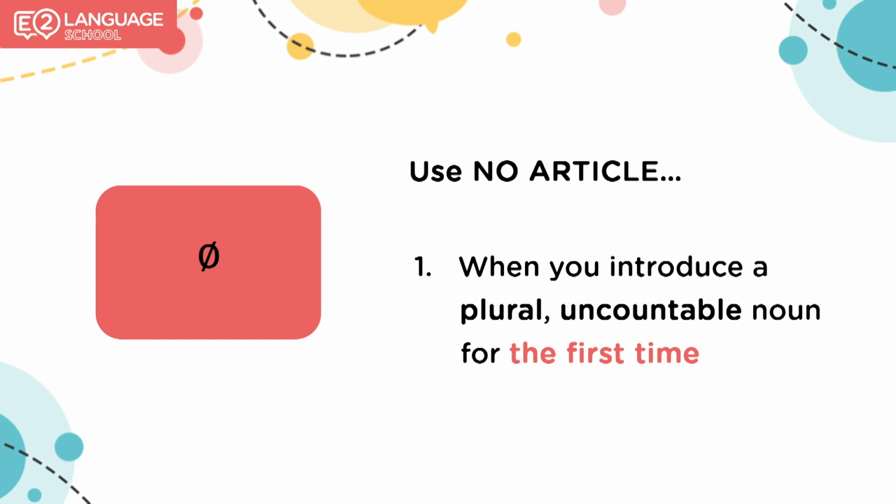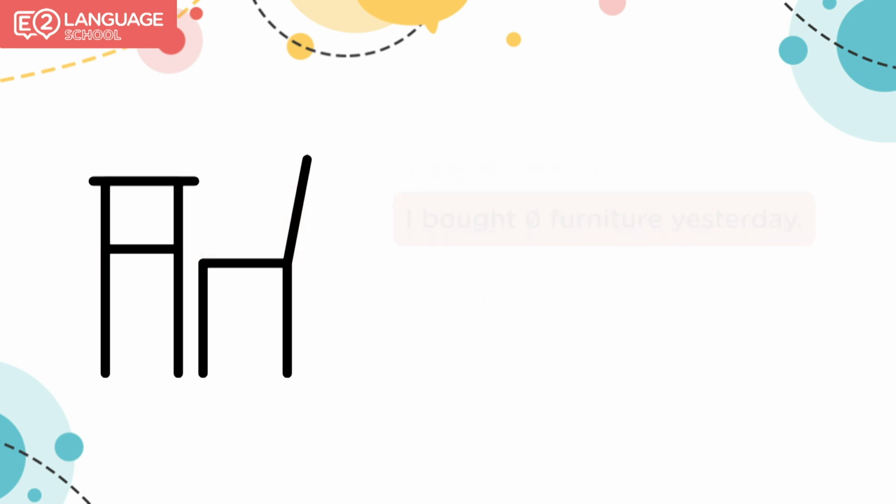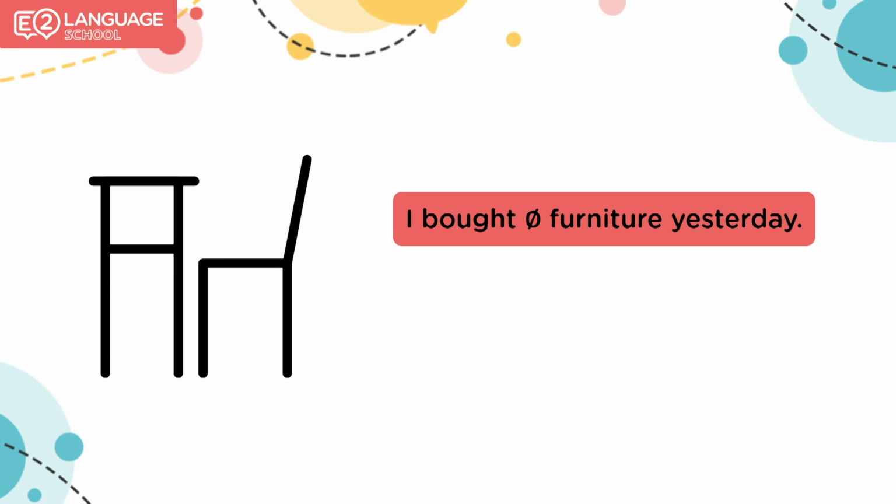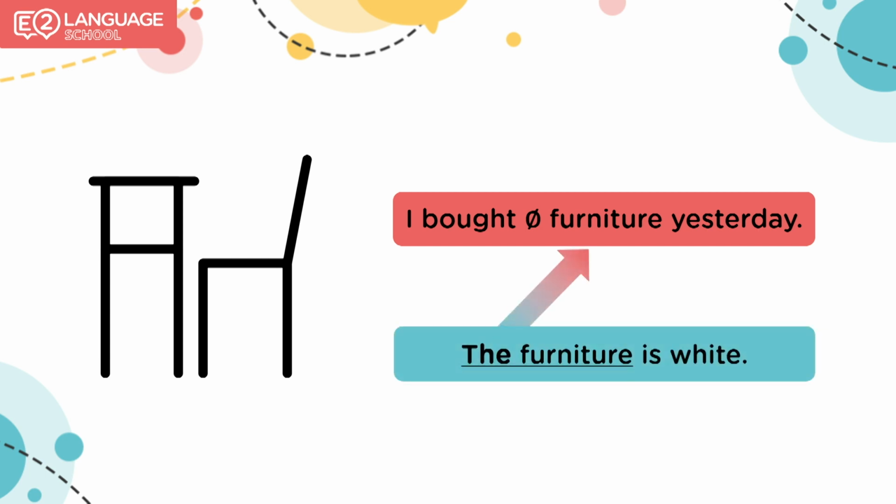We use no article when you introduce a plural or uncountable noun for the first time. For example, I bought furniture yesterday. So that's new information. It's the first time I'm telling you about my furniture purchase. And then if I say, the furniture is white, the furniture is referring to my first sentence.